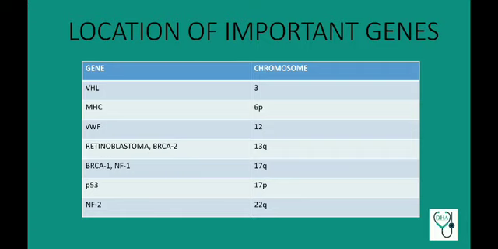This is a very important table showing chromosome location of all important genes in chronological order. So starting with von Hippel-Lindau gene located on chromosome 3, major histocompatibility complex gene located on chromosome 6p, von Willebrand factor chromosome 12, gene for retinoblastoma and BRCA2 on chromosome 13q, gene for BRCA1 and neurofibromatosis 1 on chromosome 17q. P53 gene is located on chromosome 17p and gene for NF2 is located on 22q. All these gene locations are important and must be learned by heart.